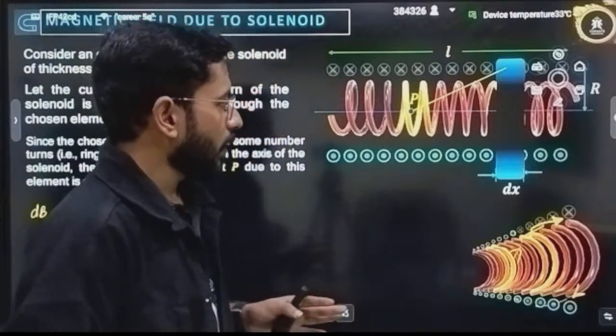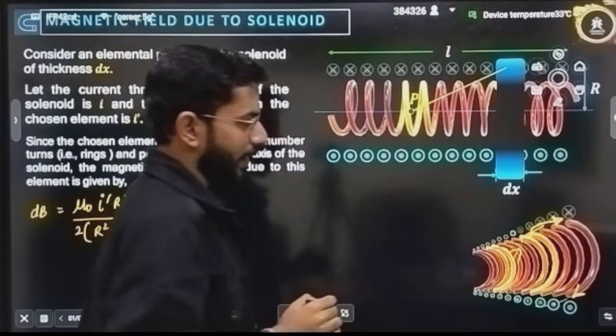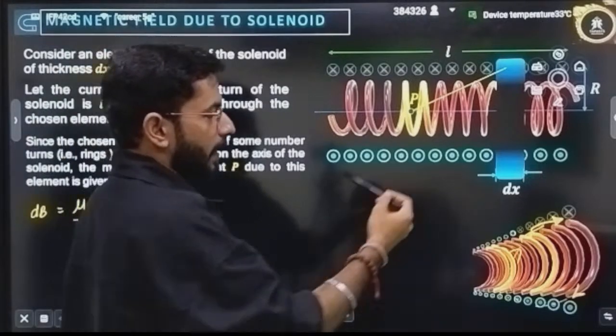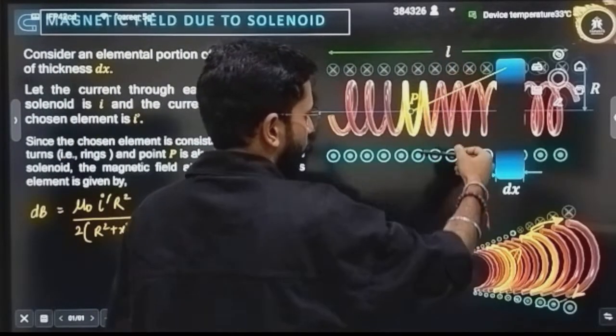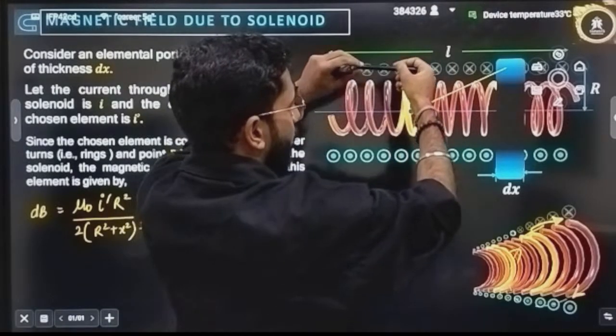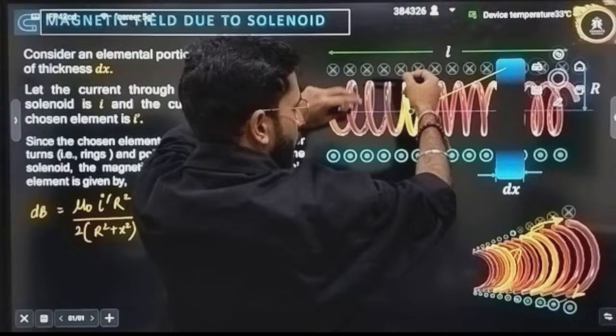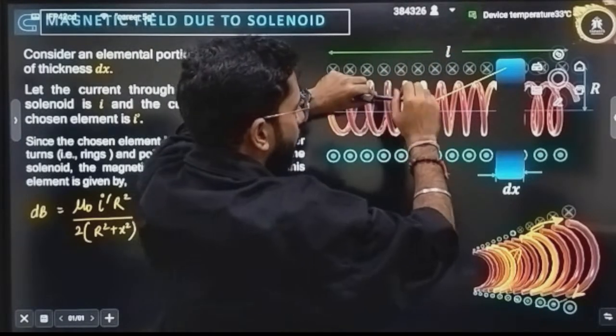Firstly, what will I do? This is the solenoid now. What are this cross and dot representing? Let's understand that also. Imagine it in complete 3D. This kind of circular winding is there, circular winding, circular winding. Now if the current is flowing, we are watching from this side. Please try to understand it in 3D.